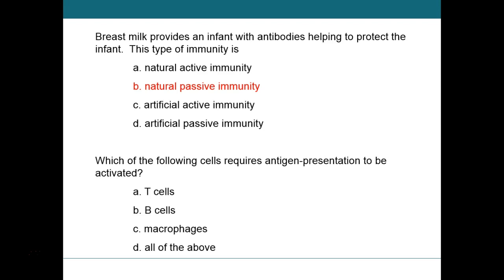Macrophages are just big eaters, right? So they're just chomping around. They don't require anything being presented to them, right? So all of the above is obviously not the answer. T cells was the correct answer.